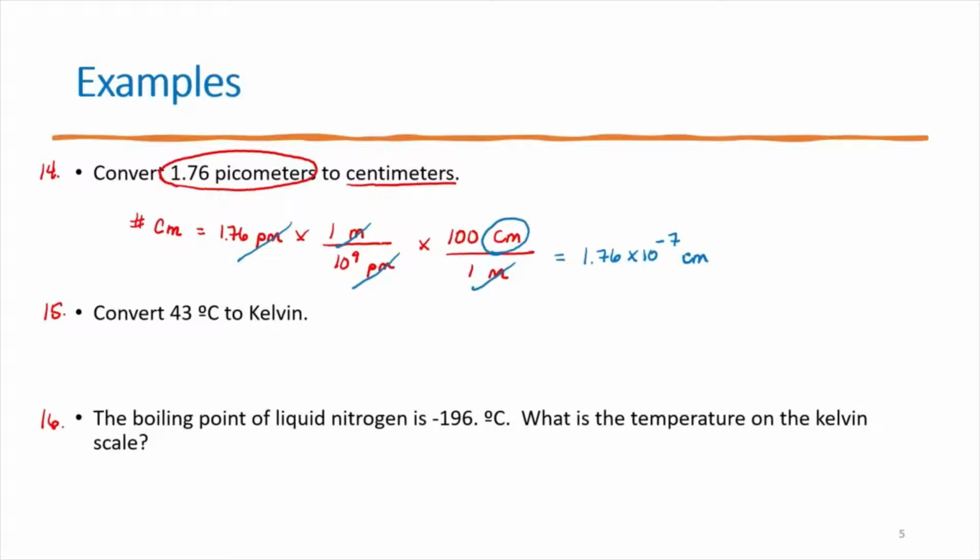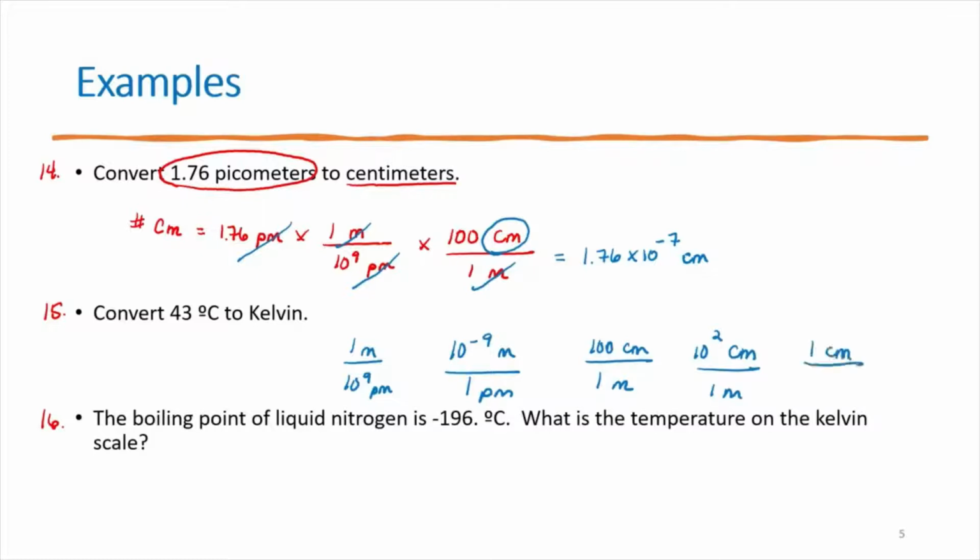Now, you can do these conversions as long as you've got them written correctly. I do not mind. So I used 1 meter to 10 to the 9th picometers. You could also write 10 to the negative 9th meters to 1 picometer. Those are both correct. I said 100 centimeters to 1 meter. You could say 10 to the 2nd centimeters to 1 meter. You could say 1 centimeter to 10 to the negative 2nd meters. All of those are correct.